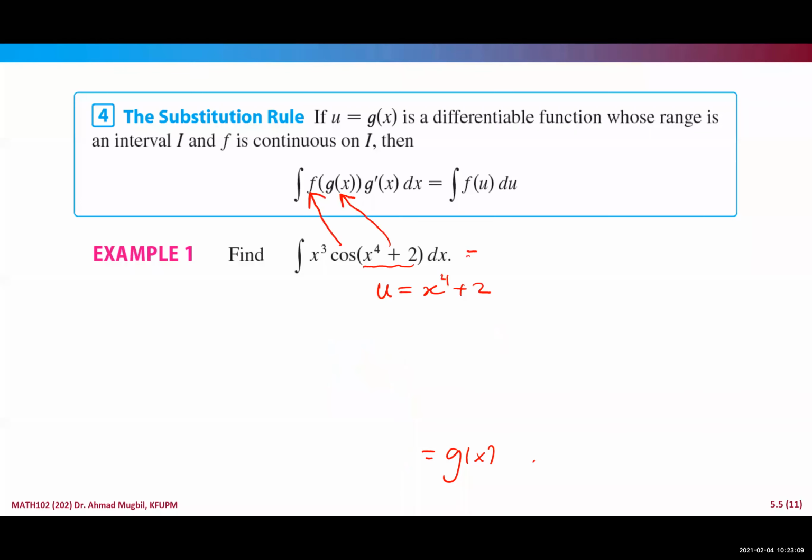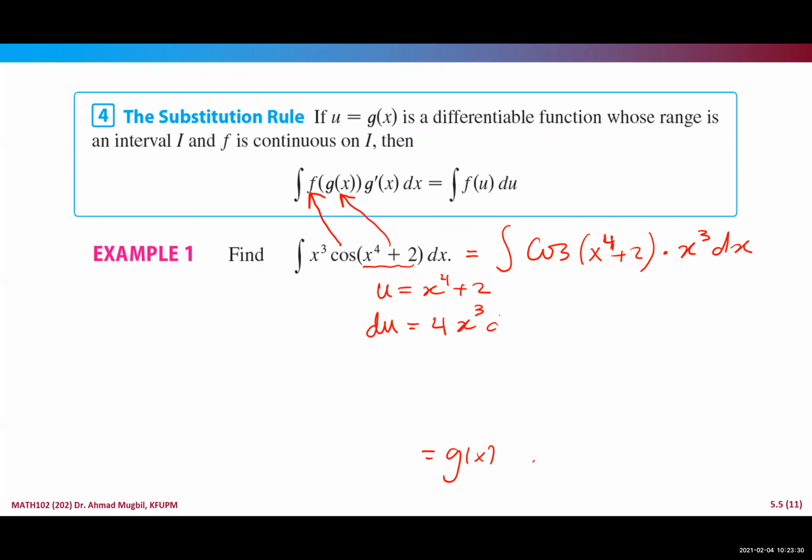So let me just write this. You can write this integral like this to be clearer for you. Because multiplication is commutative, I will write x cubed here. So now, if I put this equal to u, what is du? It is 4x to the power 3 dx. So here we are. This one will not be exactly du; x cubed dx will be du over 4. So this one, I can continue now.